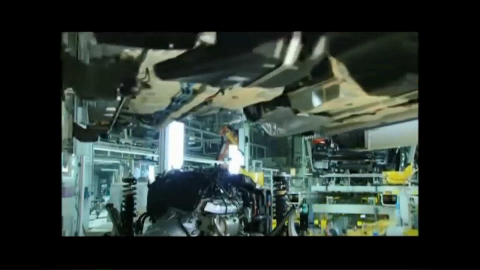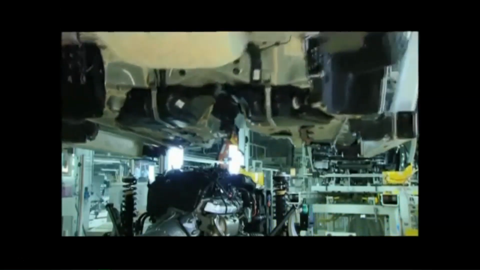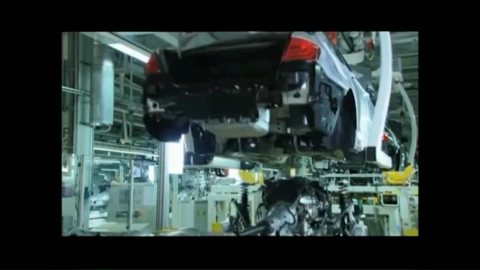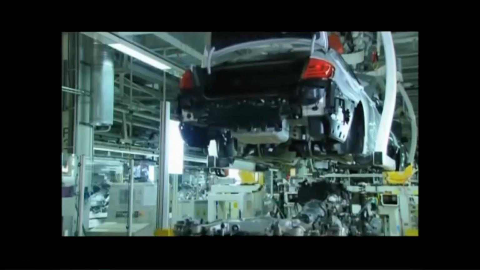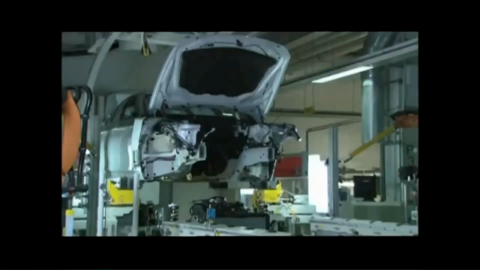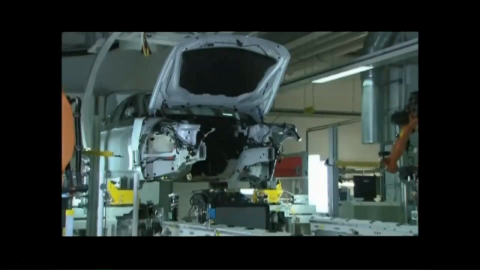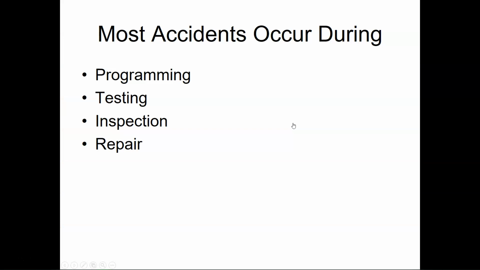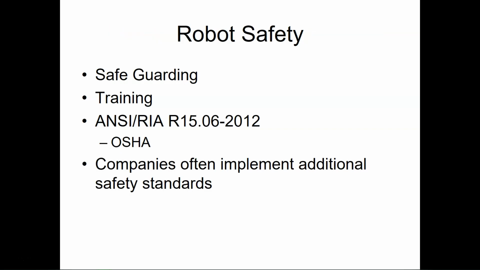But the way they have to change up the robots is they have to go in and change the programming so that the welder is set up to weld in the correct sequence and in the correct places so that it creates that nice strong car body. So these guys have to be flexible. So with robots, most accidents occur during programming and testing and inspection and repair. Okay? So we have robot safety as one of the highest things you have to think about.